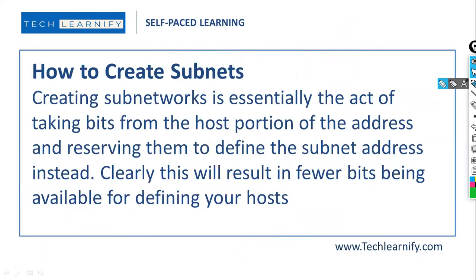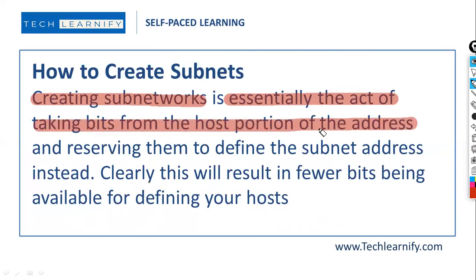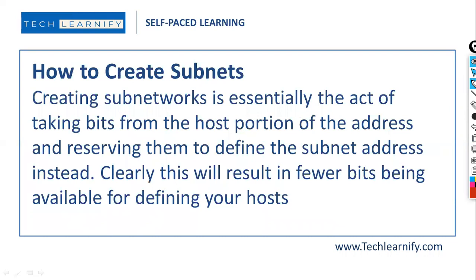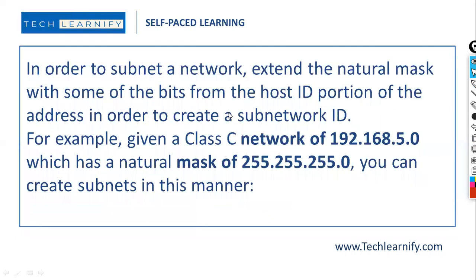Now, how to do all this? I mean, how to create subnets. Creating subnets or subnetworks is essentially the act of taking bits from the host portion of the address and reserving them to define the subnet address instead. Clearly, this will result in fewer bits being available for defining your host. So it's very difficult to understand from this presentation file how it is done, right?